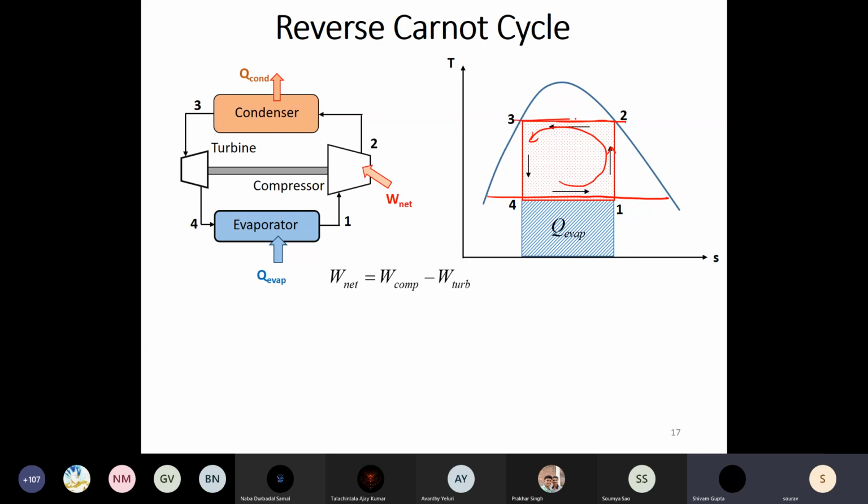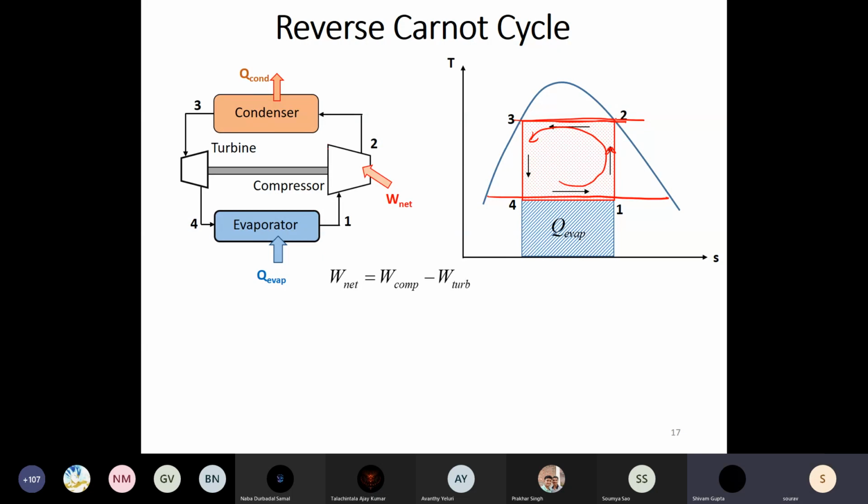So this top line will be at a higher pressure or a lower pressure? Higher pressure. So given that the direction of the process is 1 to 2, what is this process? 1 to 2 is isentropic compression. So we put a compressor over there.